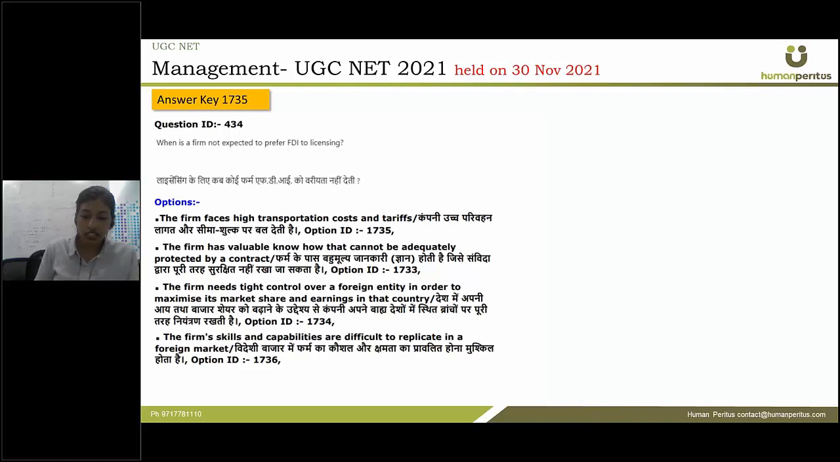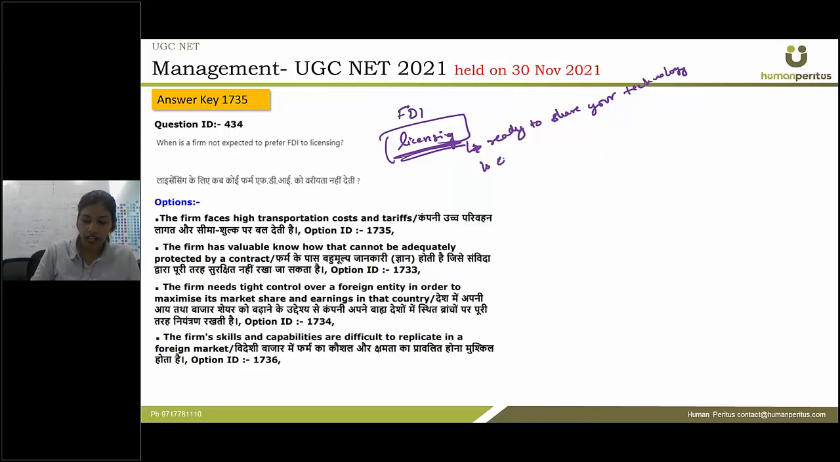Now in this question it is asking when FDI is not preferred, or when licensing is preferred by the companies. So licensing is preferred when you are ready to share your technology or your technical know-how, right? When you want to enter the new market, that is when you do the licensing and you do not focus on FDI. But we have to identify the conditions when you prefer licensing over FDI.